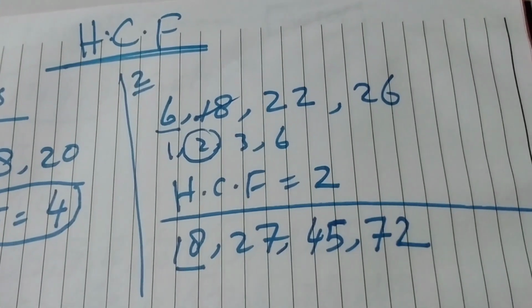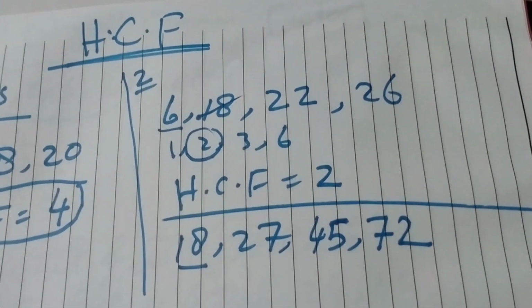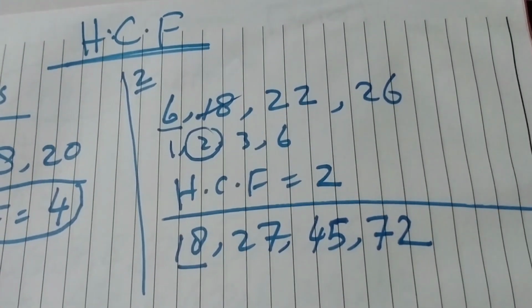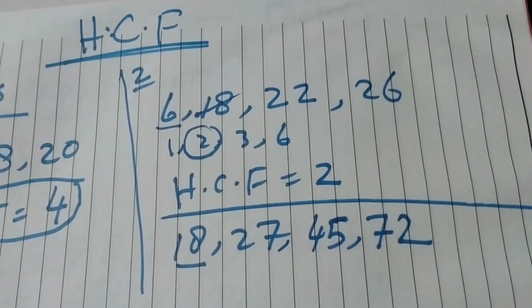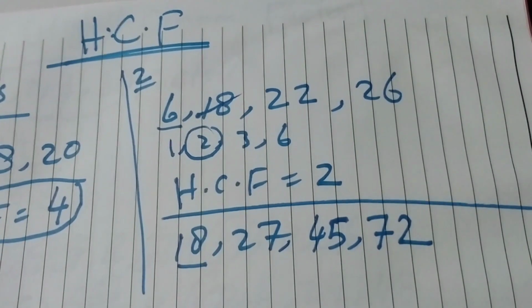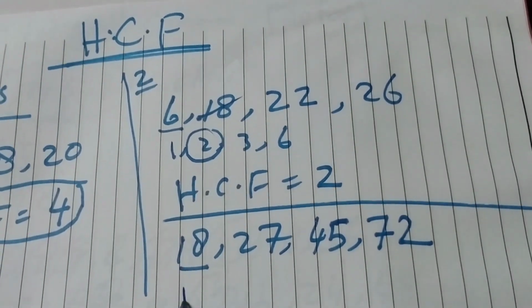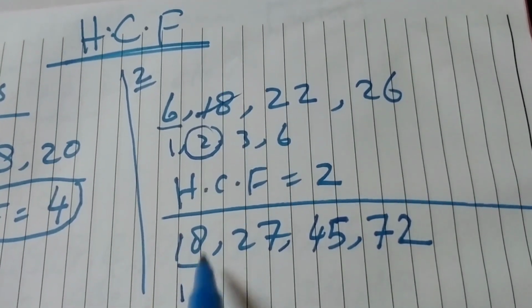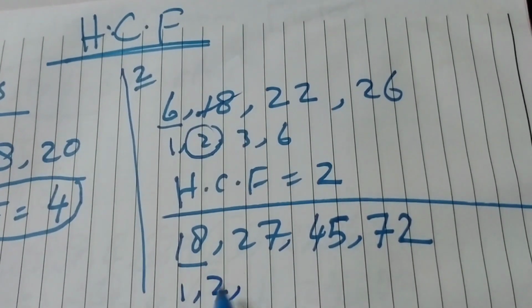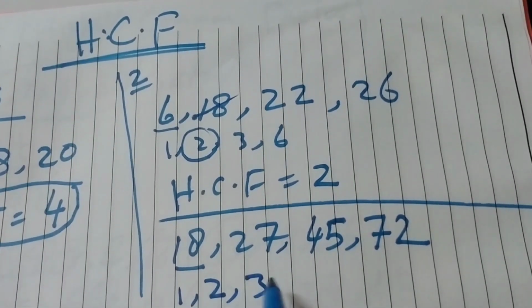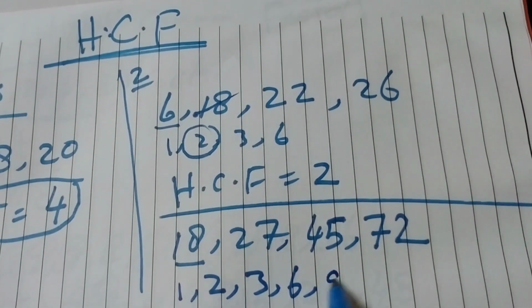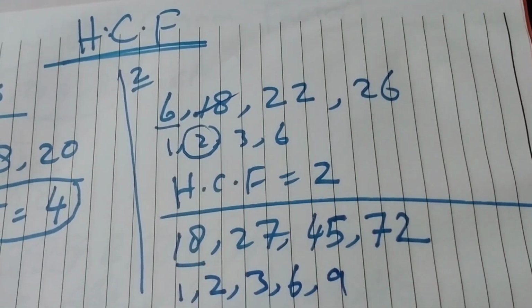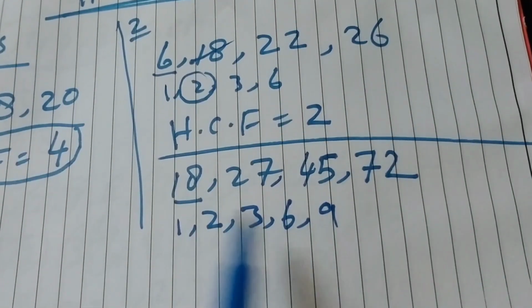So it means 27 and 45 are not divisible by 18. If these numbers are not divisible by the smallest number, we are going to write the factors of the smallest number. 1, 2 is divisible, 3, 6 and 9, because 9 times 2 is 18, 6 times 3 equals 18. So these are the factors of 18.